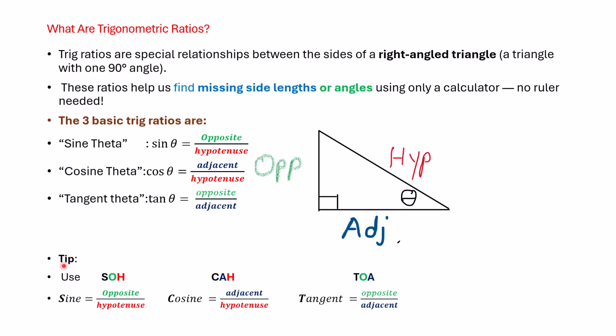Alright, so just a basic tip to memorize opposite over hypotenuse, adjacent over hypotenuse, and opposite over adjacent: we can say SOH CAH TOA. Where SOH means that sine is opposite over hypotenuse, CAH means cos is adjacent over hypotenuse, and TOA means tan is opposite over adjacent. There are many other abbreviations made to help learners memorize. In short, if you memorize SOH CAH TOA, you should be okay. Right, let's look at the next slide.